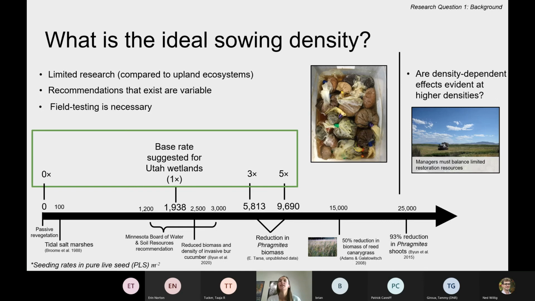Another aspect of this question is, are density-dependent effects evident at higher densities? So it's important for us to identify if there is a threshold at which sowing more seeds actually won't provide more benefit. And so this is important because managers are operating with limited capacity. So we want to make sure that if we're recommending to sow more seeds, that comes with added benefit.